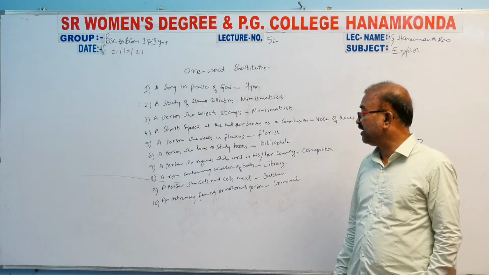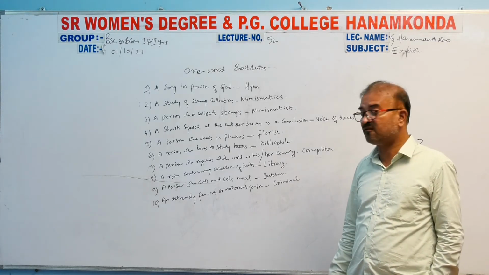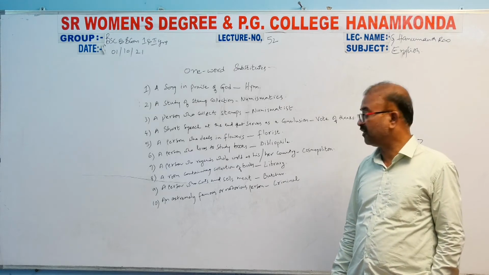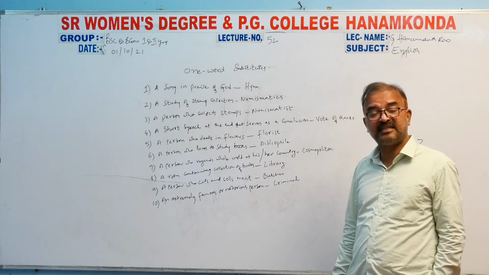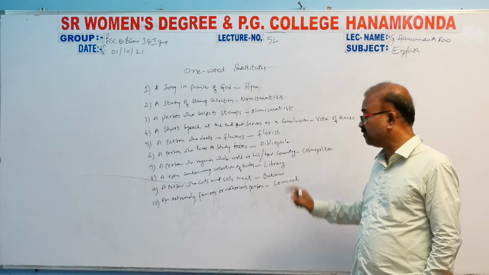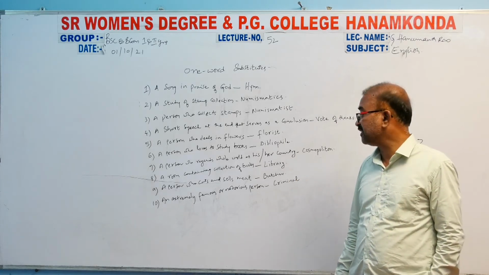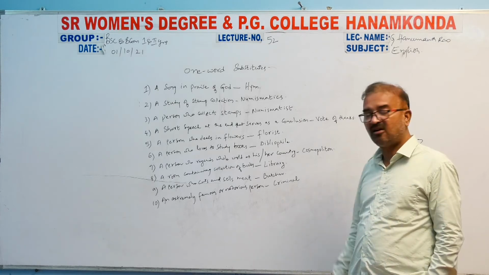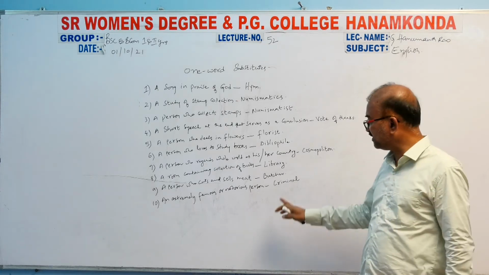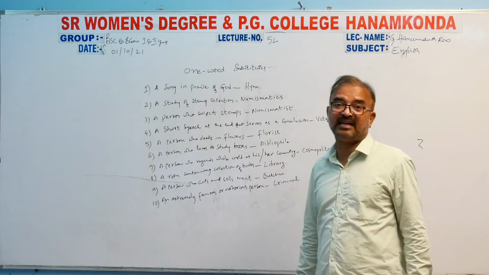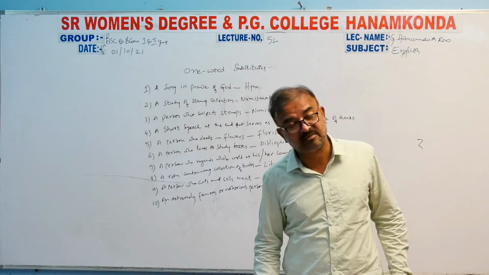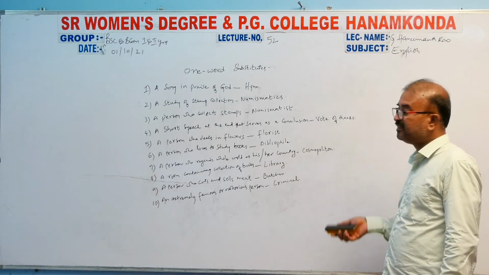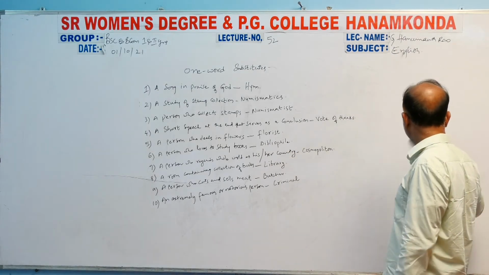Okay? A room containing collection of books, library. Okay? A person who cuts and sells meat, butcher. An extremely famous or notorious person called a criminal. That means this person is known for his notorious acts. That means which does some harm, which does some evil to the society. And that person is called a criminal for his negative activities.